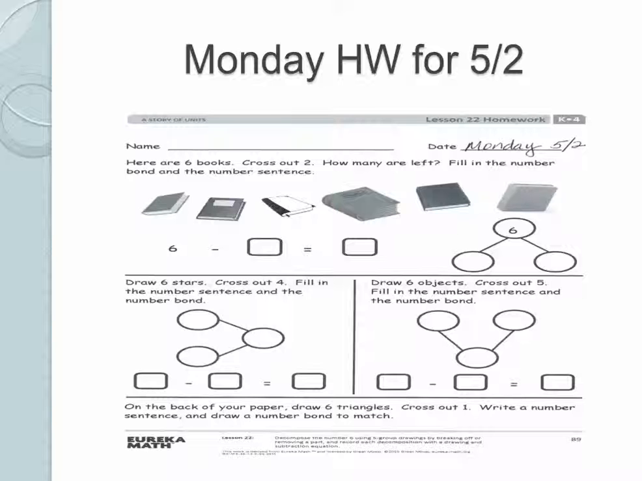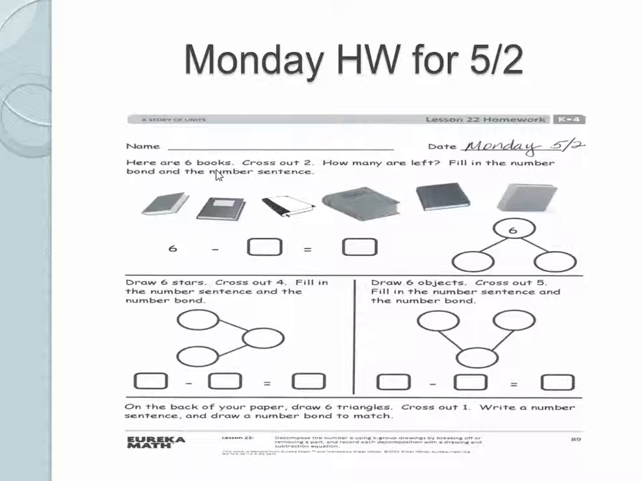So let's take a look at Monday's homework. As you can see, there are 3 word problems here. So let's try to solve the first word problem to show you how to fill in these boxes for the subtraction number sentence as well as the number bond.